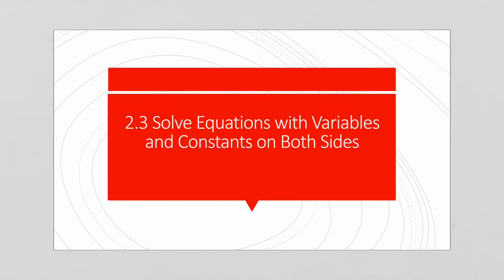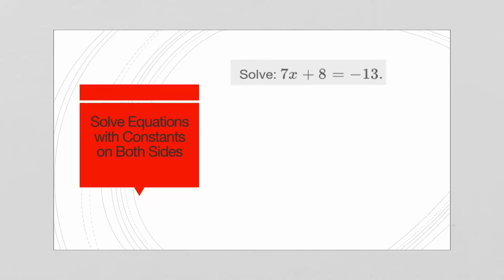Hello everybody, now we're going to solve equations with variables and constants on both sides, and by both sides I mean both sides of that equal sign. Okay, so check this out. We've got a variable and a coefficient there. We've got a constant term, I'll do that in a different color there, and we've also got a constant term there. So I have a constant term on the left side and I have a constant term on the right side.